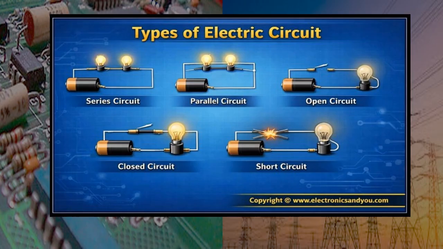I don't know why the bulb is still glowing there, but it's an open circuit. I think the bulb does not glow, it's just because it's white, so it seems like it's glowing, but it's not actually glowing because it's an open circuit. We have closed circuit here, that's when the bulb glows. Short circuit, when there is a fault condition, so that's when we have a short circuit.